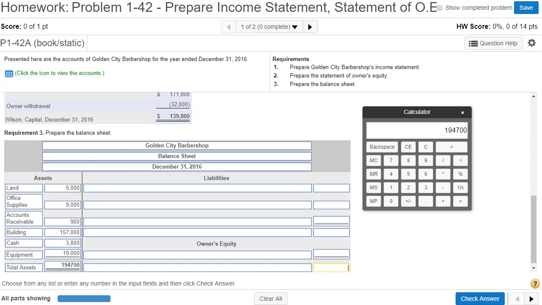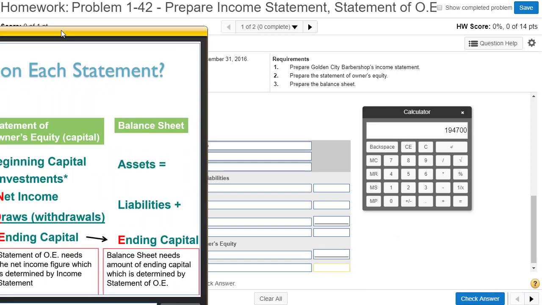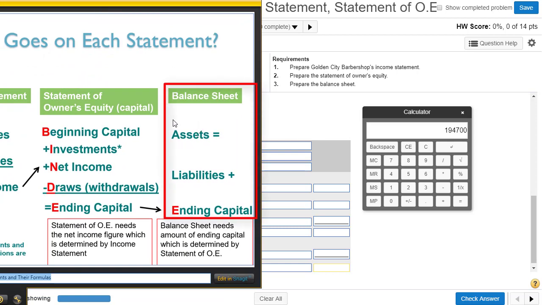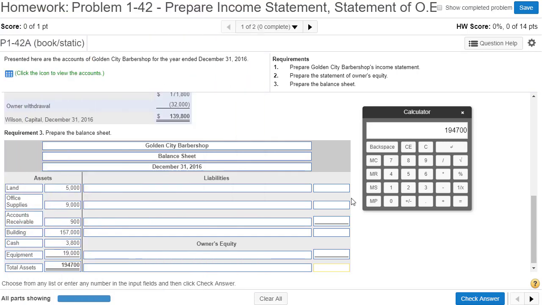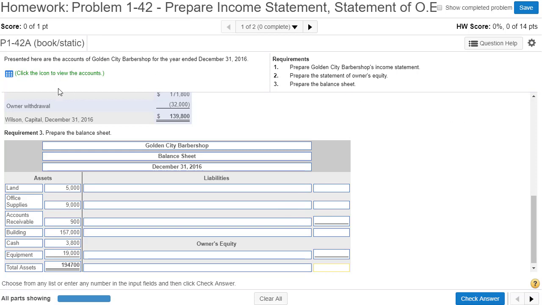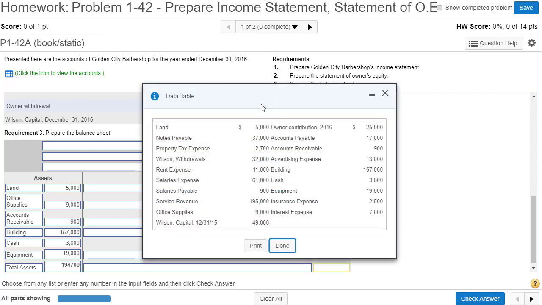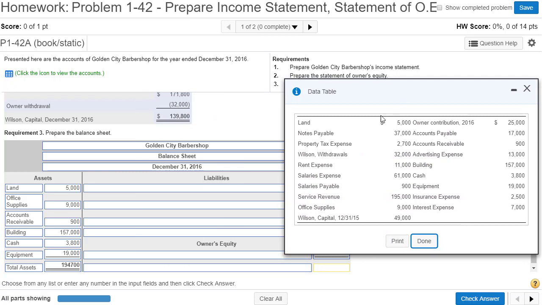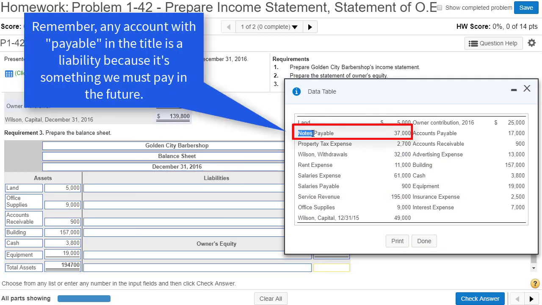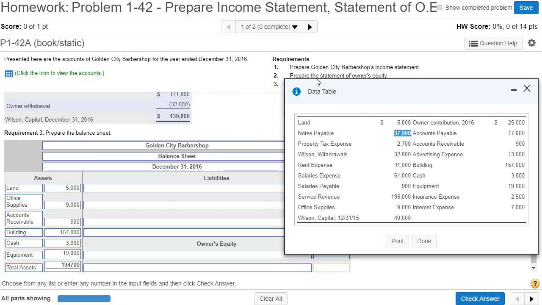So let's get back to our cheat sheet. So remember, the formula we're using is assets, which are on the left side in this case, equals liabilities plus ending capital. So let's do liabilities. Now remember, liabilities, for our purposes, are always going to have the word payable in it. So we need to find any payables. So let's start with land, no payables, notes payable. Oh, notes payable. So that's a liability, 37,000.